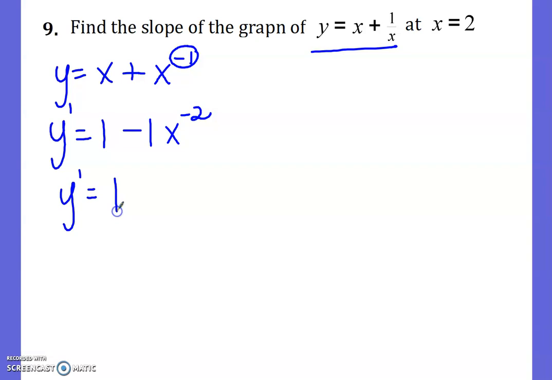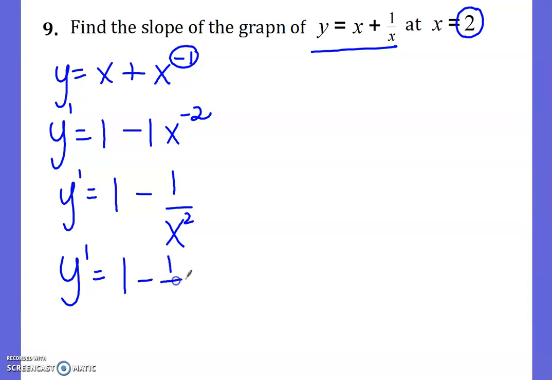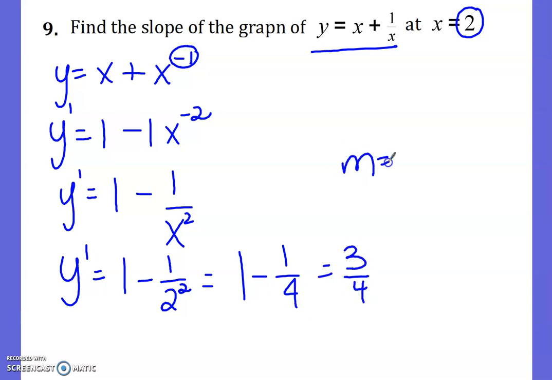So this is going to be like that. Then I use my derivative to find the slope. I plug in 2 for x. And so this is 1 minus 1/4, which is 3/4. So the slope is equal to 3/4 at x equals 2.